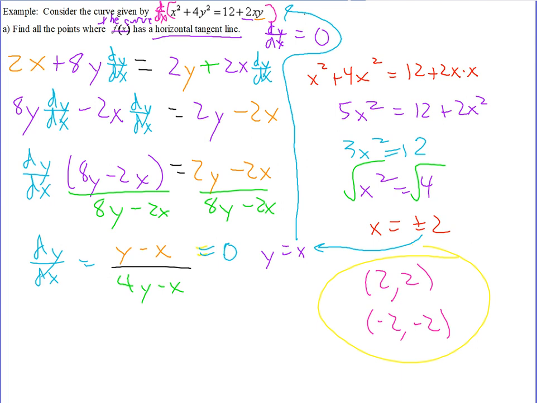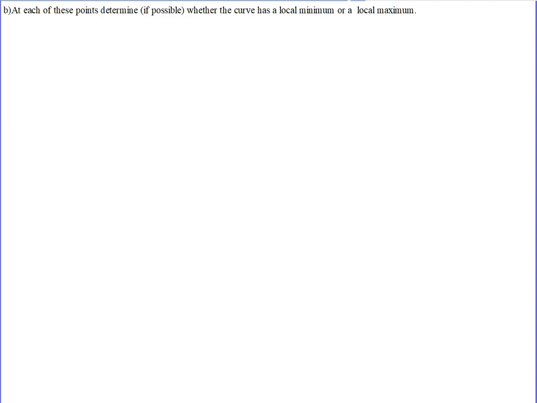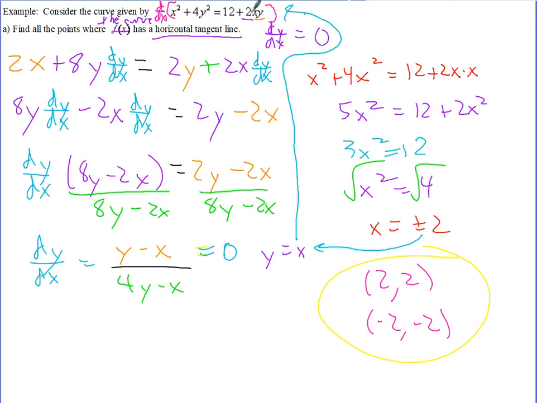That's part A, and then part B says for each of these points, determine whether the curve has a local minimum or a local maximum. So again, on this one, it would be tough to use the first derivative test. We do have the original function here, so we could try to find some more points and test on the number line, but that's going to be a lot more tedious than just using the second derivative test. Since we already know there are these points, and they already make the first derivative 0, we just have to find a second derivative and determine the concavity.